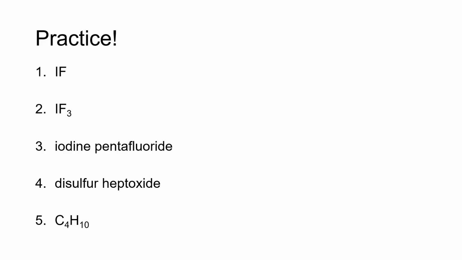Now we have some examples. Okay, IF, that's iodine and fluorine. The first element we name by its normal name. Because there's only one of them, and it's the first element, we do not put mono. For the second element, fluorine, we're going to change the ending to IDE. It'll become fluoride, and with the second element, we do use the mono prefix, and so this becomes iodine monofluoride.